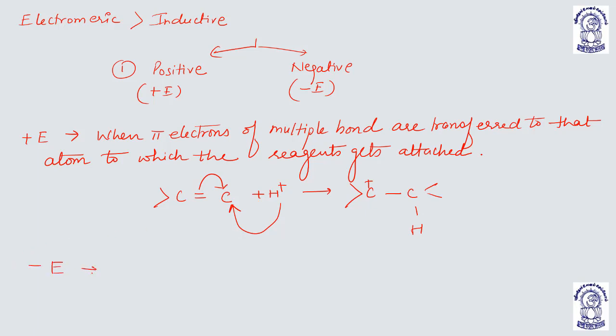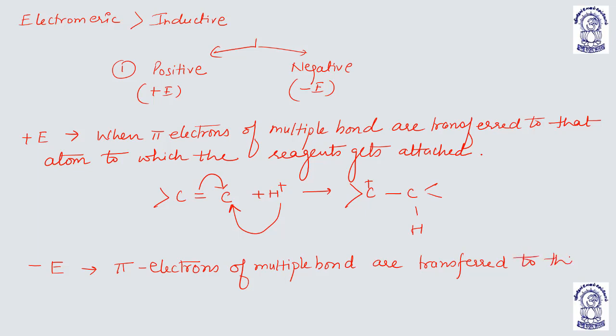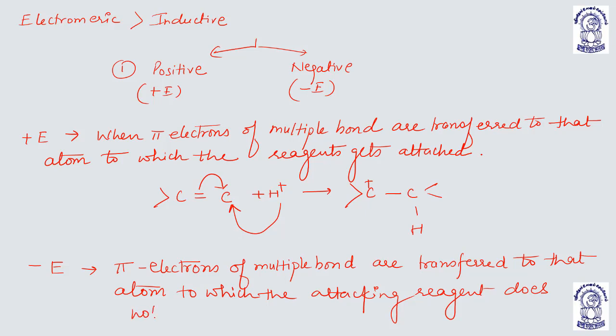Negative is vice versa. When pi electrons of multiple bond are transferred to that atom to which the attacking reagent does not get attached, this is negative electromeric effect.